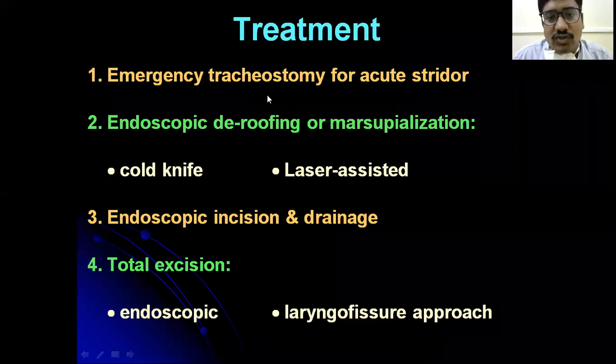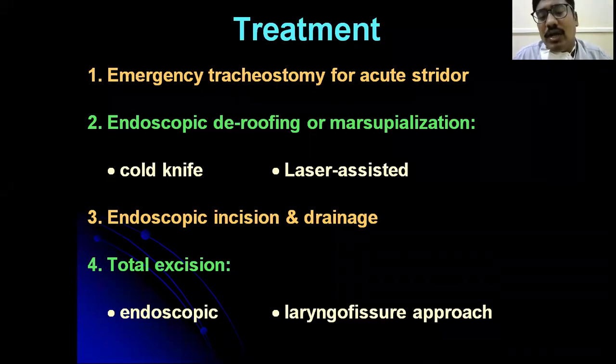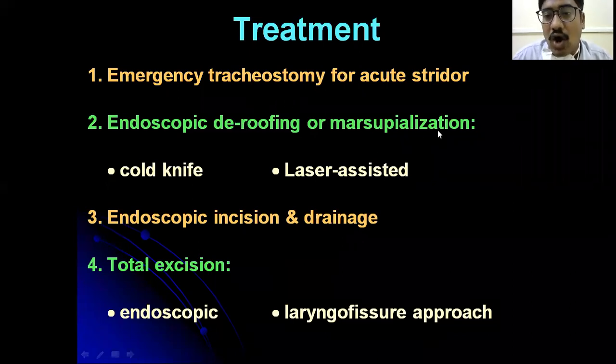So the treatment of choice: if the patient is having stridor, we will do tracheostomy to relieve him from the stridor. Then after relieving him, we plan for a staged operation. We can do deroofing of the saccular cyst, or we can do marsupialization. Marsupialization means removing the diseased tissue beneath the subepithelium and closure of the remnant of the defect by using the remaining epithelium. By doing this surgery, we can remove the saccular cyst.